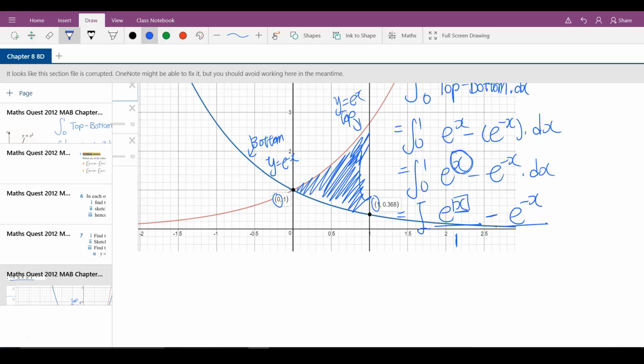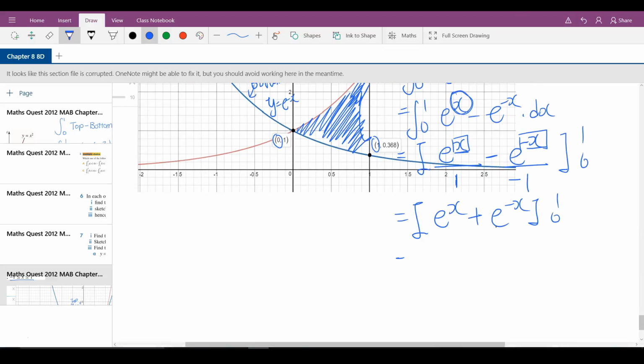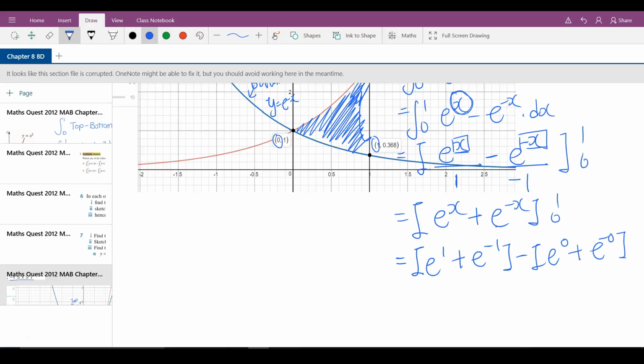See, e^x doesn't change, but we multiply by the derivative of this. Now, that's where the change is, -1 here. That's the difference from 0 to 1. So that is e^x plus e to the negative x, 0 to 1, right? And that gives us e to the power of 1 plus e to the power of -1, minus e to the power of 0 plus e to the power of -0.